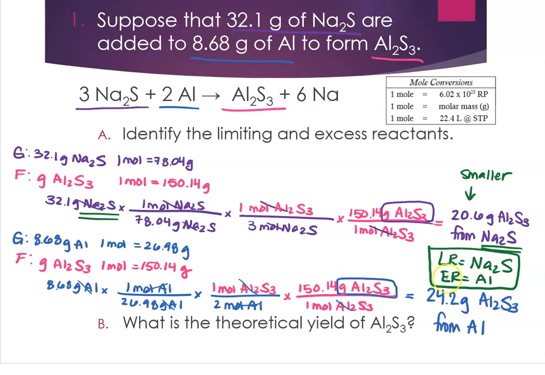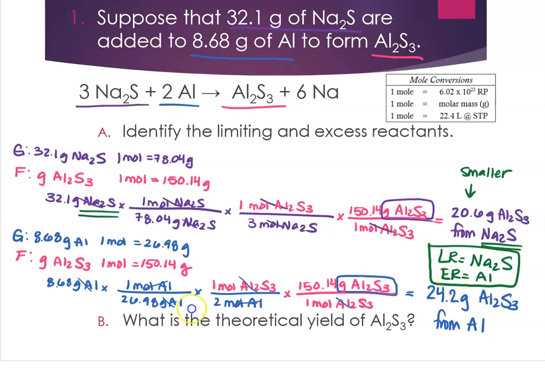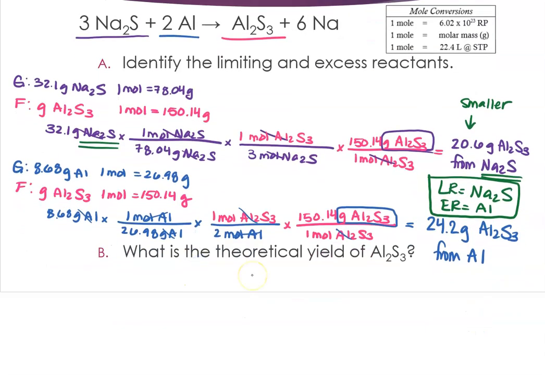All right. Now that we've identified the limiting reactant and the excess reactant, I can look at theoretical yield. So the theoretical yield is the value that is given by the limiting reactant. So basically the smaller value. So 20.6 grams of Al2S3 is smaller than 24.2 grams of Al2S3. So that's going to be my theoretical yield.